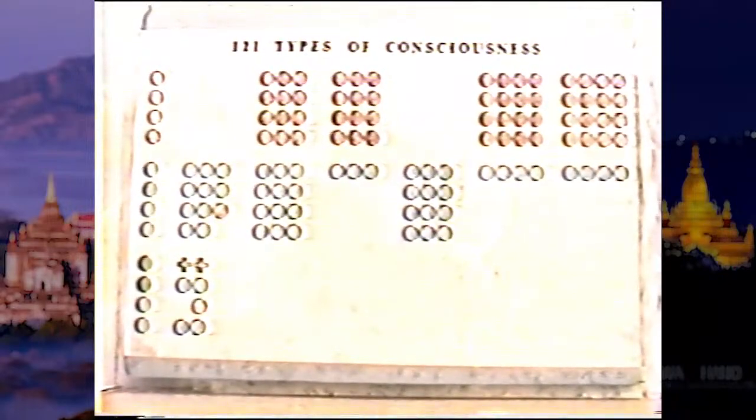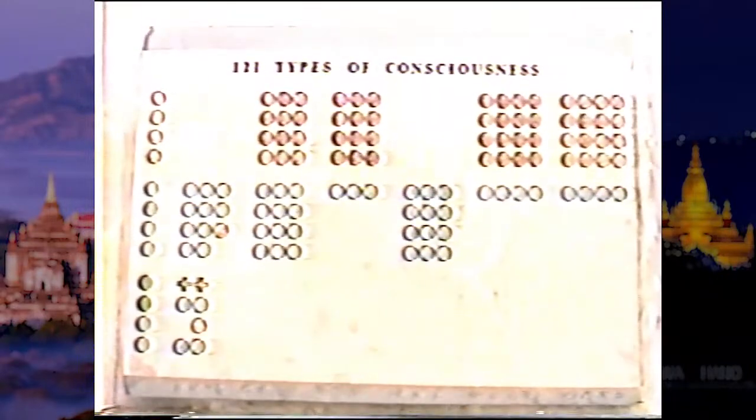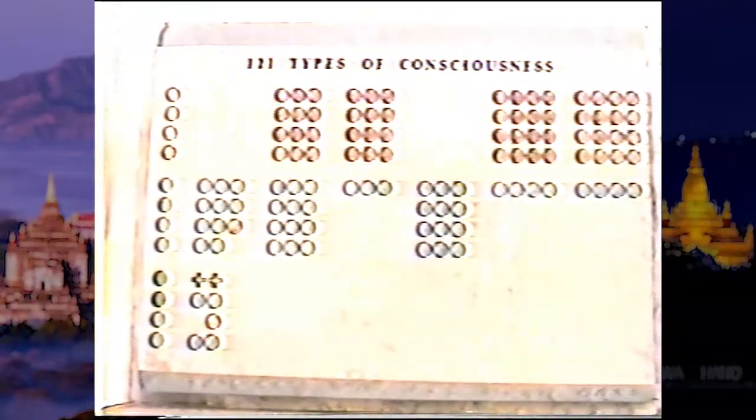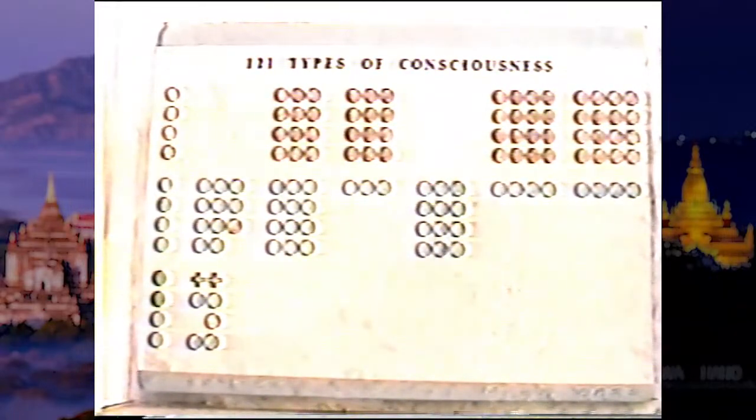So what does the red color represent? What feeling? Somanasa, pleasant feeling, happy feeling. And then the blue color represents upekkha, indifferent feeling, neither pleasant nor unpleasant. And then the two green ones represent domanasa, ill will, anger, hate, all this.